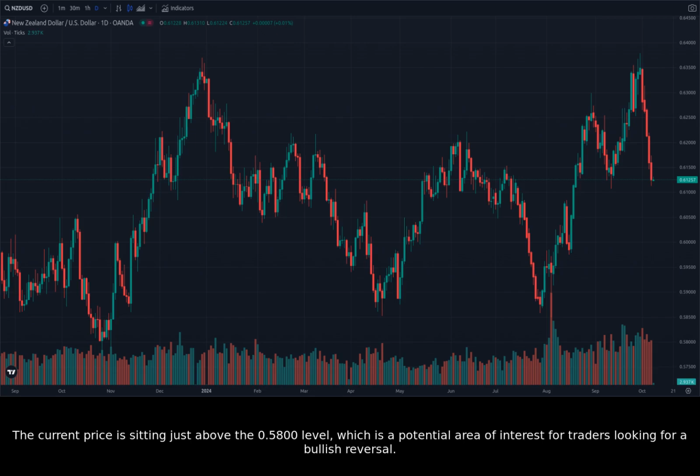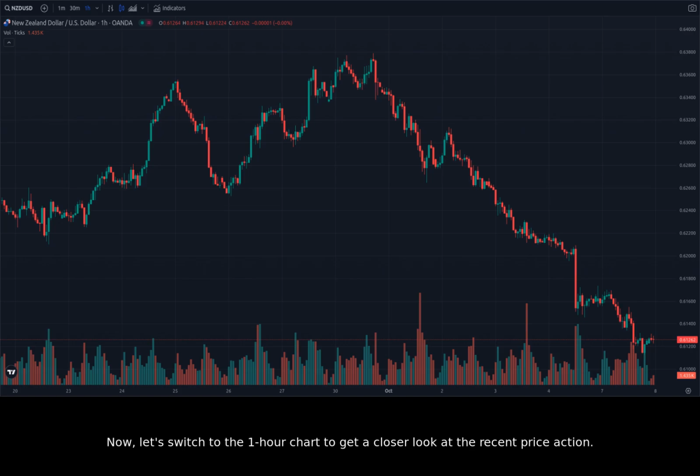The current price is sitting just above the 0.5800 level, which is a potential area of interest for traders looking for a bullish reversal. Now, let's switch to the 1-hour chart to get a closer look at the recent price action.